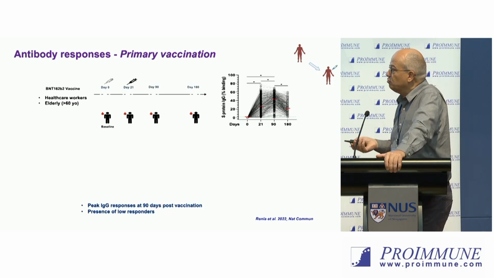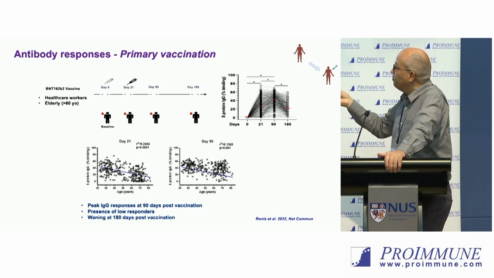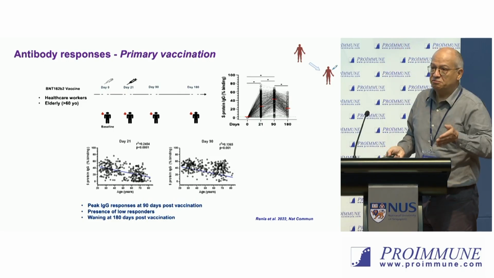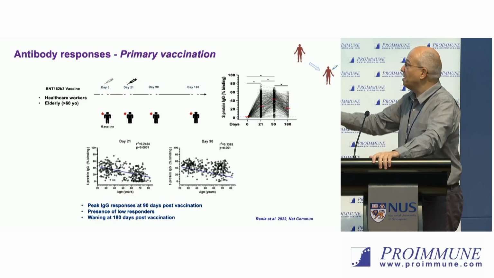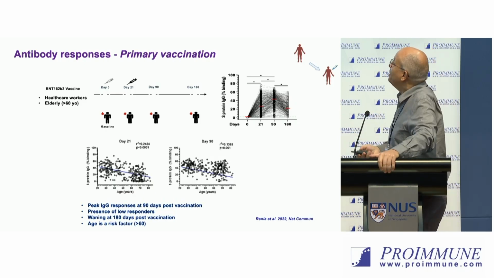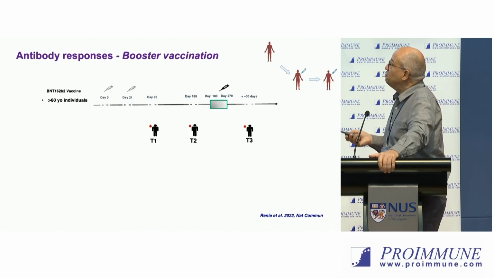We had a group of poor responders in the elderly, and when we plotted according to age, you could see that the older you get, the lower the response, and the difference was at 60, which was not a good sign because I had just turned 60 at that time. So I thought I fell into that group, which was not a very good sign for me. So age was a risk factor in the vaccination.